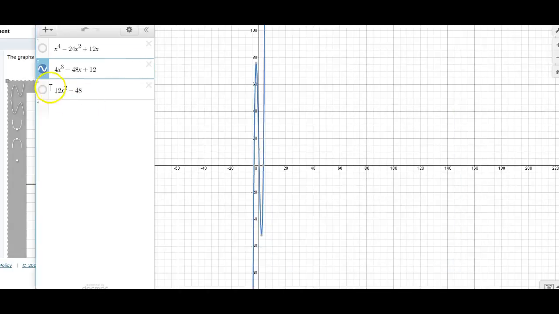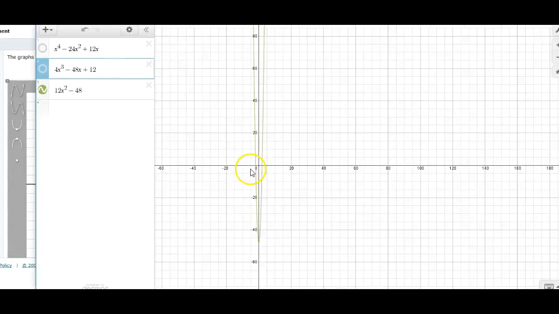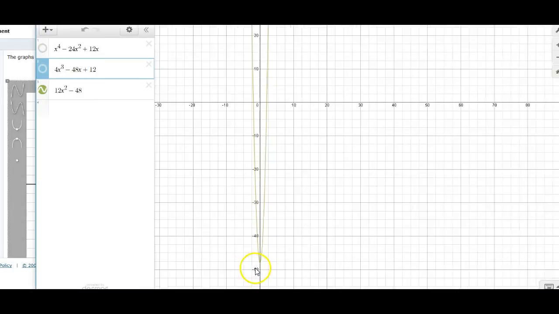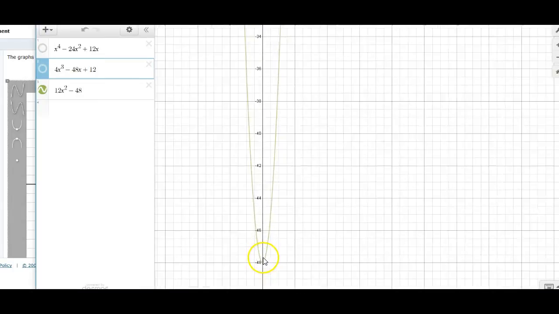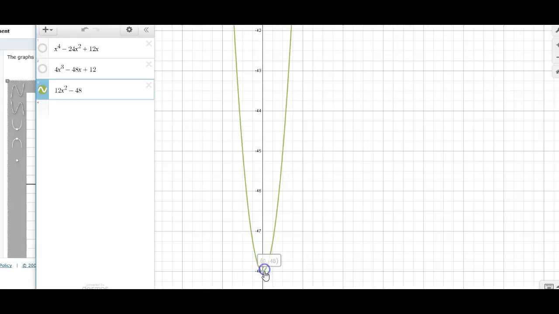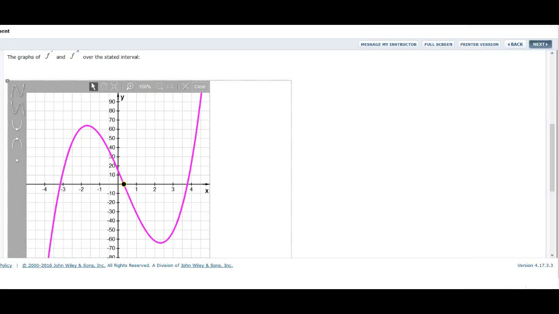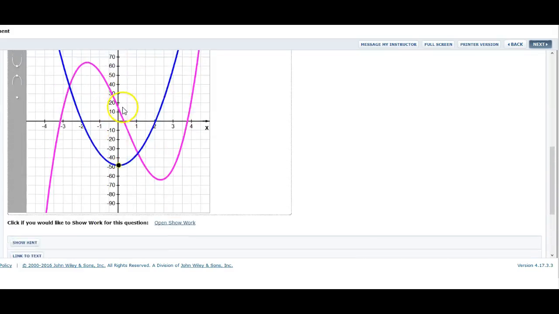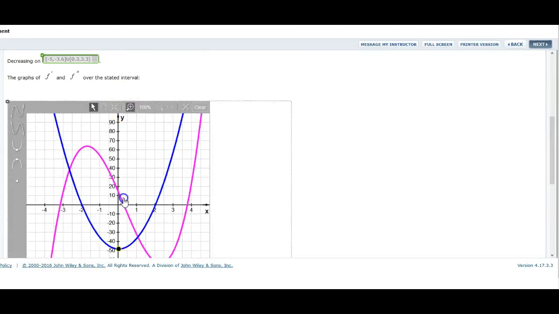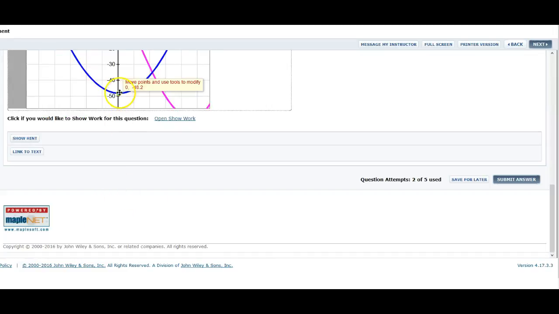Then I need to graph, so that's the first derivative. Now I need to graph the second derivative, and that's going to be this green. And I can zoom in on this point here, the only really interesting point on a quadratic, and that's 0 comma -48. So 0 comma -48. So if I need to, oops, I can zoom in and get 0 comma -48.